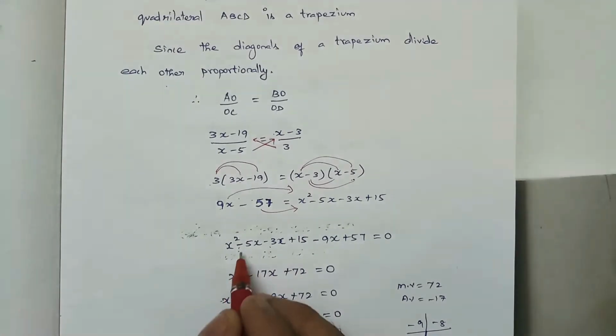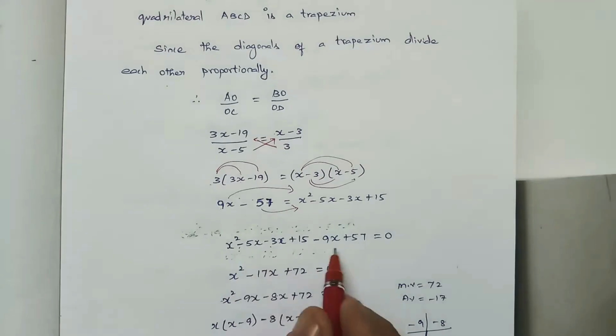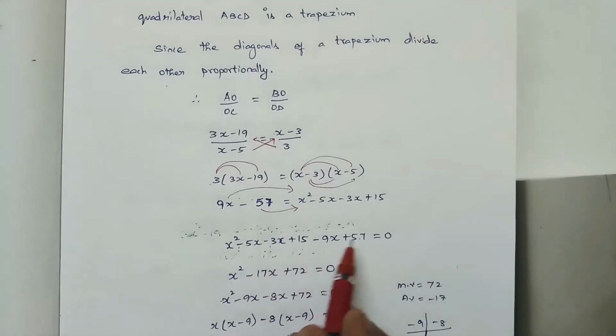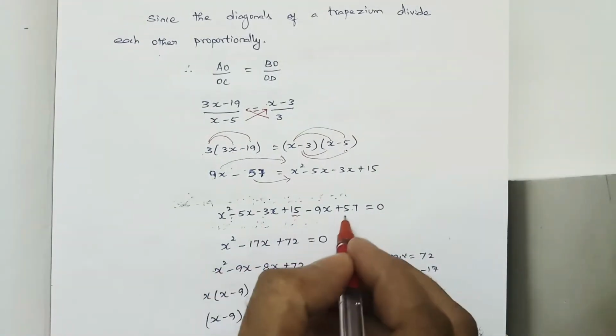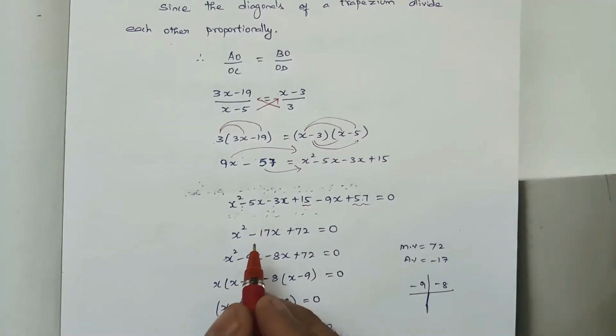Simplify: x square minus 5x minus 3x minus 9x. All are minus symbols, so I am adding all three: minus 17x. Plus 57 plus 15, constants, is 72, equal to 0. Now we got a quadratic equation, right?